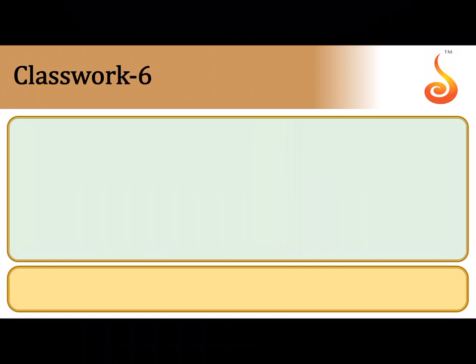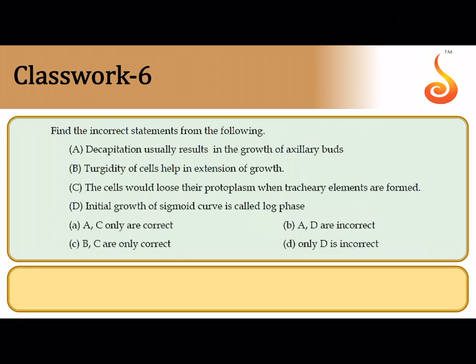Okay. The sixth question says find the incorrect statement. The first statement says decapitation. Decapitation means, please remember, removing the stem apex, removing the shoot apical meristem, results in the growth of axillary buds. Very true, because it is always the apical bud which dominates. It's called apical dominance. So the first statement is true. Turgidity of the cell helps in extension of growth. Yes, because turgidity is what brings about elongation of cells, and that makes the cells much bigger in size, and therefore it helps in elongation of root, for example.